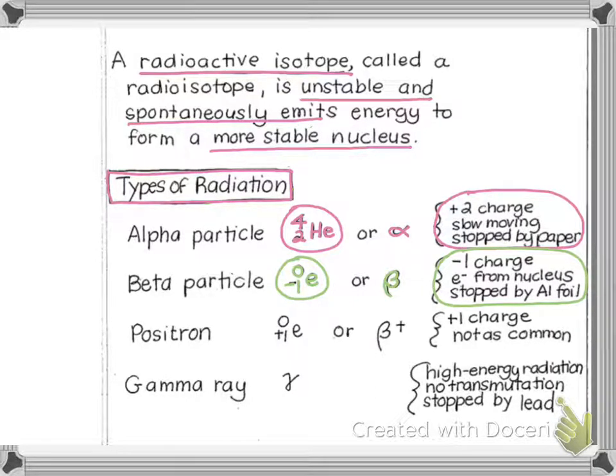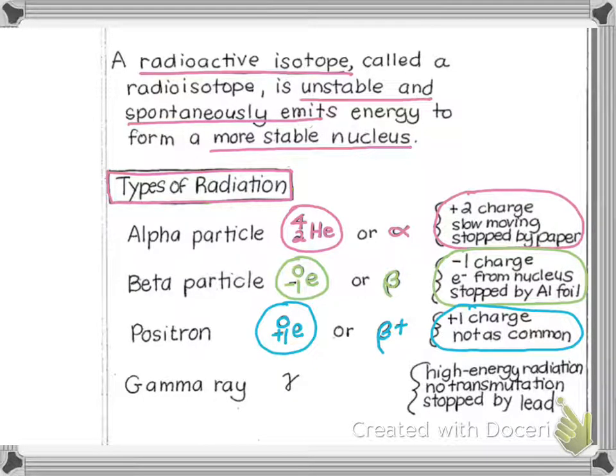The third particle, which I kind of consider a cousin to the beta particle, is the positron. It has a mass number of 0, and it has a +1 atomic number. It also has an E. You could use the Greek letter beta with a plus. The positron has a +1 charge, would have similar penetrating power to the beta particle, but this one is not as common.